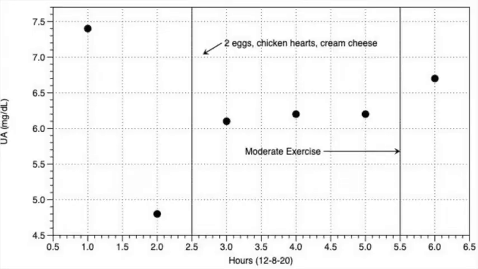And then you can see the point where I had my breakfast. In this case, it's eggs and chicken hearts and cream cheese. And you see a corresponding rise in uric acid because of the digestion of the protein. That rise in uric acid holds steady in this case. And then you can see where I introduced a round of exercise and the uric acid trends up again. If I was to show corresponding data extending that day out, eventually what you see is the uric acid begins to come down again.